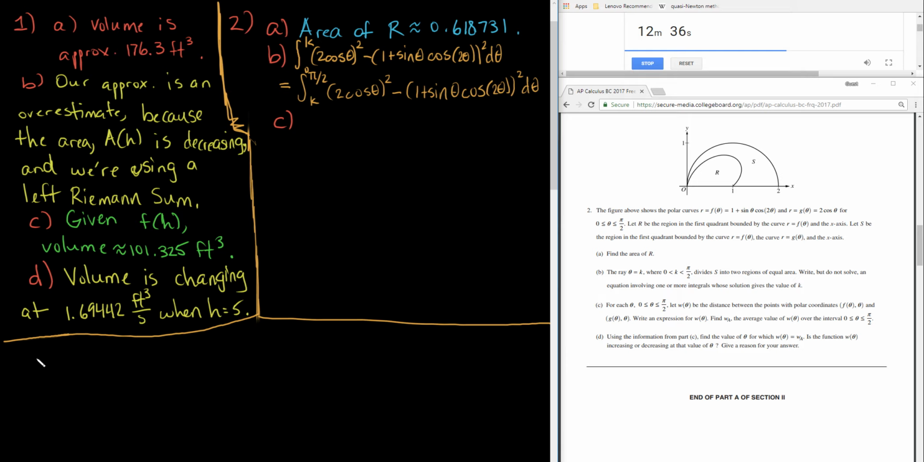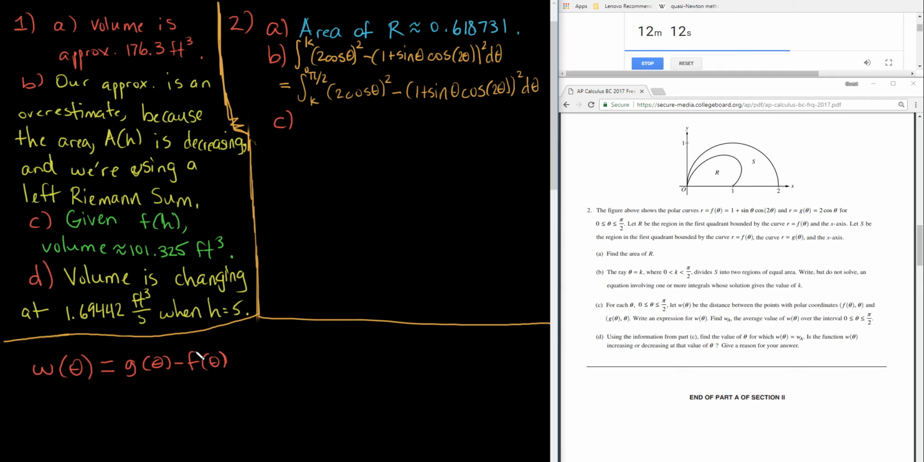So, first of all, w of theta. Now, here's the trick. You could do loads of stuff with square roots and weird sines and cosines, but really, it's just going out f of theta, going out g of theta. Remember, g of theta is always greater than f of theta. So it's just g of theta minus f of theta, the difference between them. Thank goodness for that.